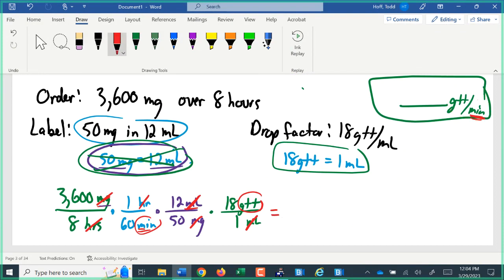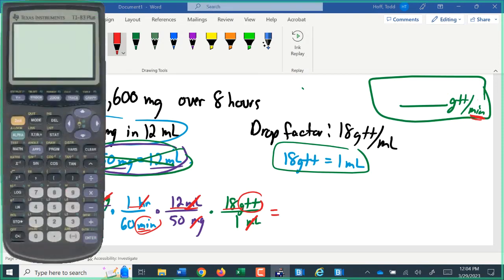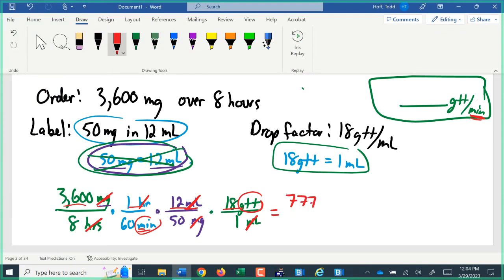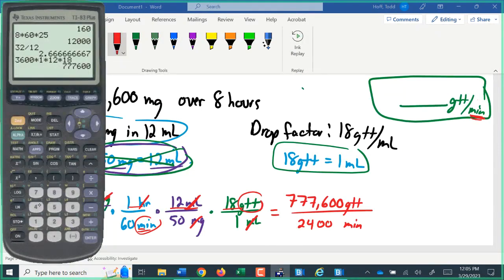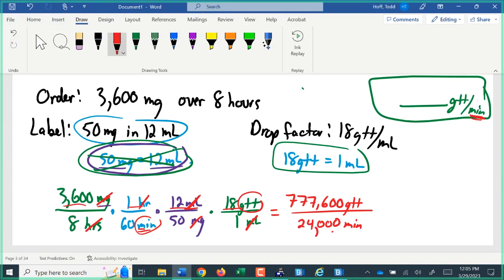So now we go ahead and calculate this out. 3,600 times 1 hour, or times 1, times 12, times 18 drops. I'm going to have to put that one on the calculator. 3,600 times 1 times 12 times 18 drops is 777,600 drops. On bottom, 8 times 60 minutes times 50 times 1. What does that come out to be? 2,400 minutes, I believe. Check. Something's usually a little off. 8 times 60 times 50. It might be 24,000. It is 24,000. An extra 0. 24,000 minutes.